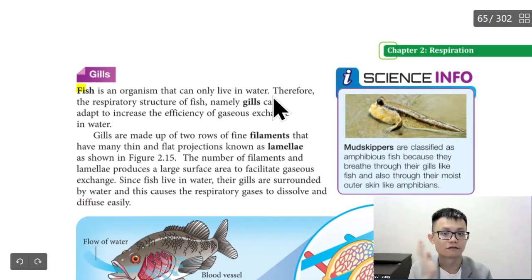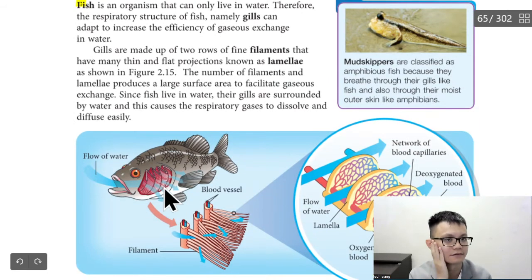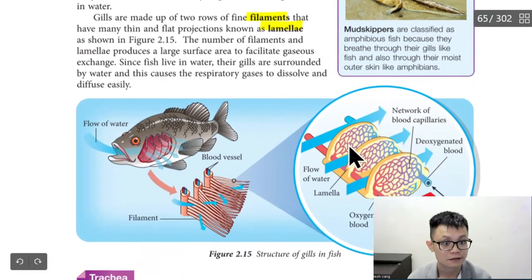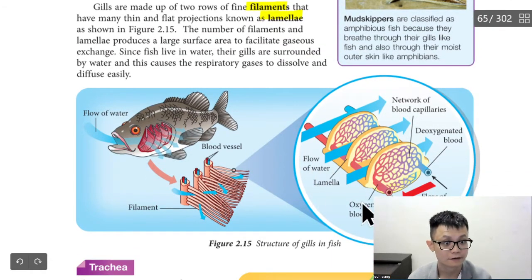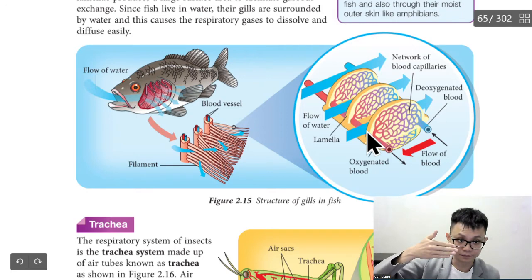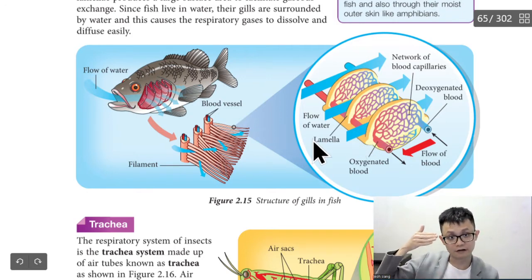Gills. So, what is a gill? This is a gill. I don't have gills, but the fish has a gill at the side of the fish. So how does this gill work? Gills are made of two rows of filaments that have many thin and flat projections called lamellae, as shown in figure 2.2. So we can see that this is the flow of water, and this is the blood capillary. As the water passes by, because the concentration of oxygen is higher, the oxygen will go into the blood.